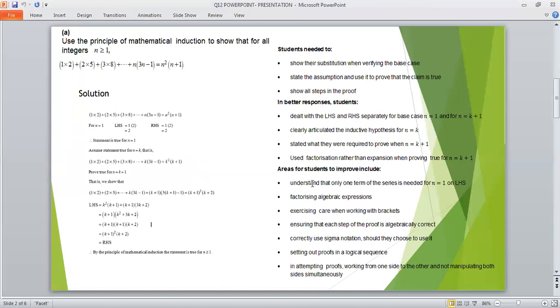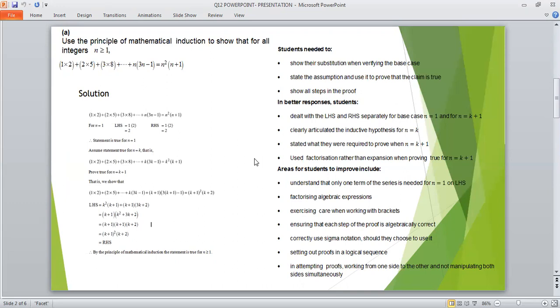These slides have been structured so that the question appears on the top with the suggested solution appearing on the left-hand side of the screen, and then the essential feedback or some of the more salient points appear on the right-hand side of the screen.